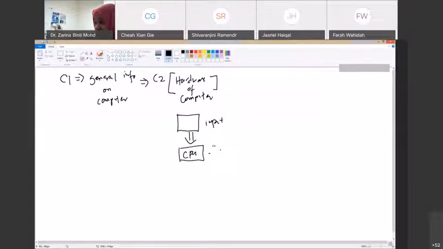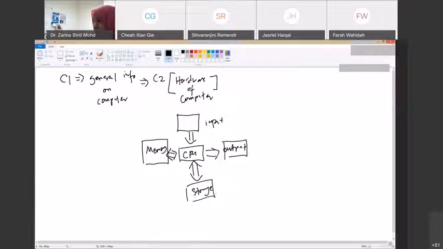And then we also look at what are the types of memory inside the computer system. And then also we look at the output devices in a computer system. And then also we look at the storage devices, isn't it? Storage devices for a computer system. So these are the hardware of a computer that we had gone through in chapter 2, and also through our lab session.